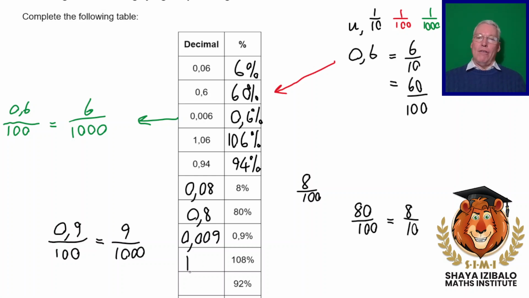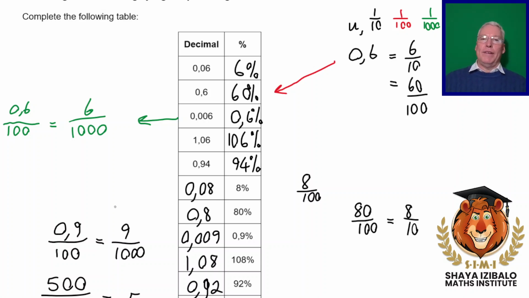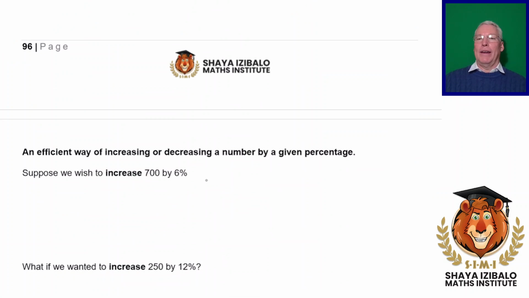108%. Well, remember, 1 is 100%. And then we need the 8%. Now the 8 is the 8 hundredths, so it's in the second digit there. 92%, 0.92. All right, and 500% is actually 500 out of 100. If we divide the top and the bottom by 100, we get 5. It's just 5. 500% is 5. Okay, so we need to be good at converting from percentages to decimals and back again.